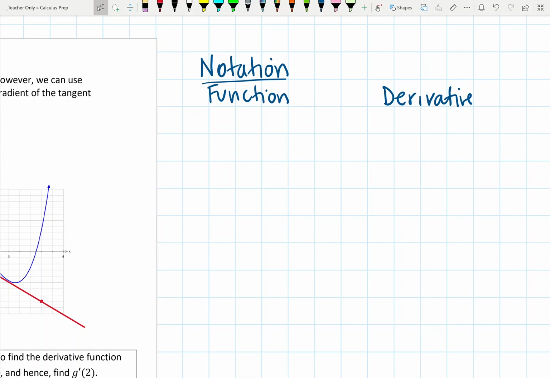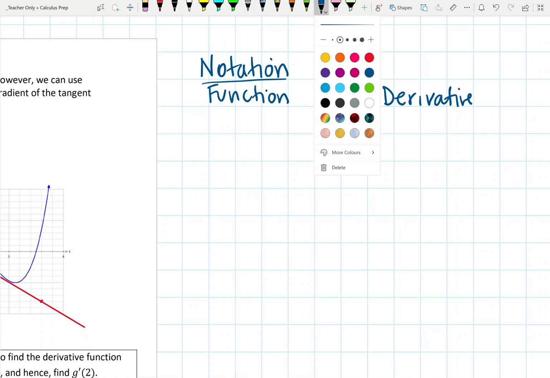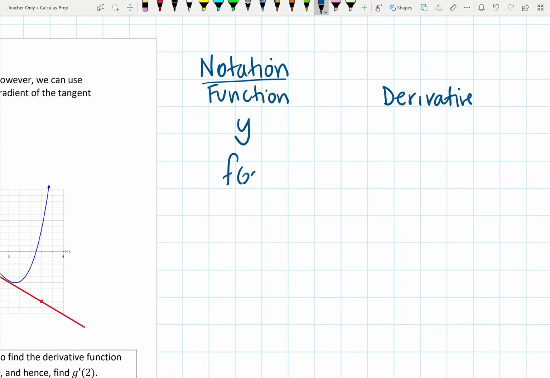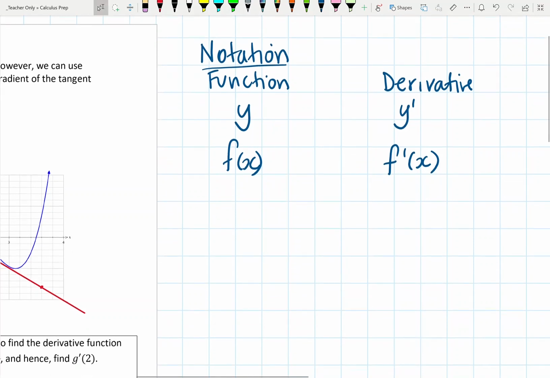Hi everybody. Before we get into lesson 4, I just want to have a quick talk about notation. We're used to referring to our function as either y or f of x, and I think we've worked out by now that if the function is described as y, the derivative is usually called y dash, and if the function is called f of x, the derivative is called f dash of x. Now, these are interchangeable, so if the function is called y, you can call the derivative f dash of x, but generally speaking, you stick with the notation that the question has used.